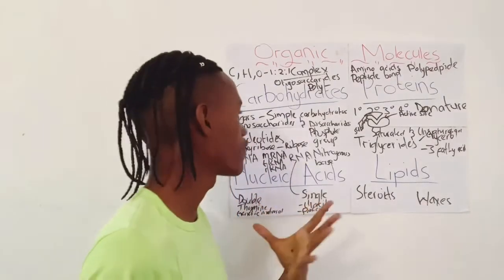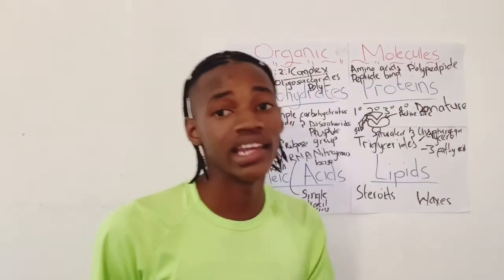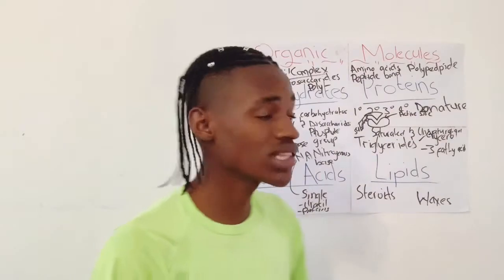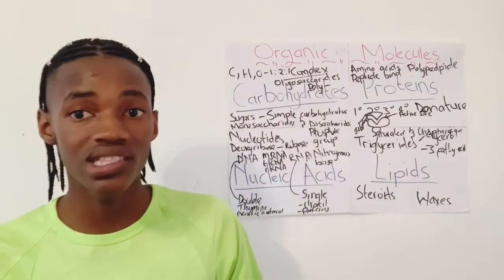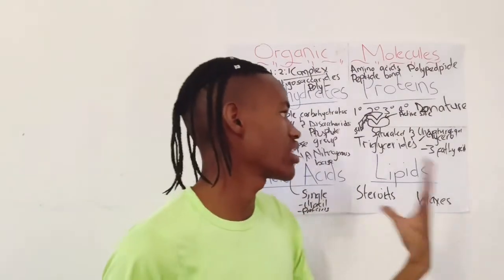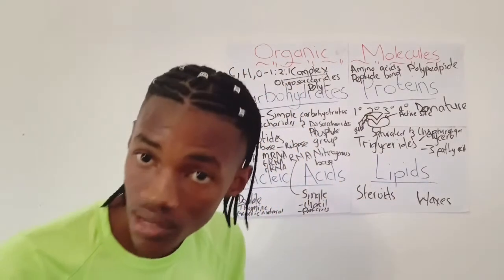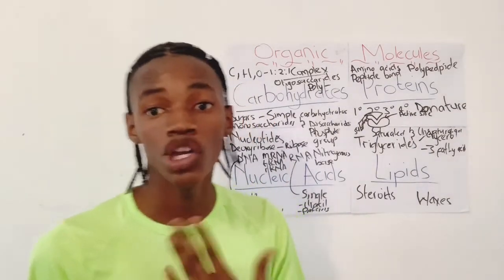And then we have proteins, which are made up of amino acids, and they are joined together by peptide bonds. And when the peptide bonds are formed, we get a polypeptide. It is very important that we do not denature them, because denaturing them renders them useless.